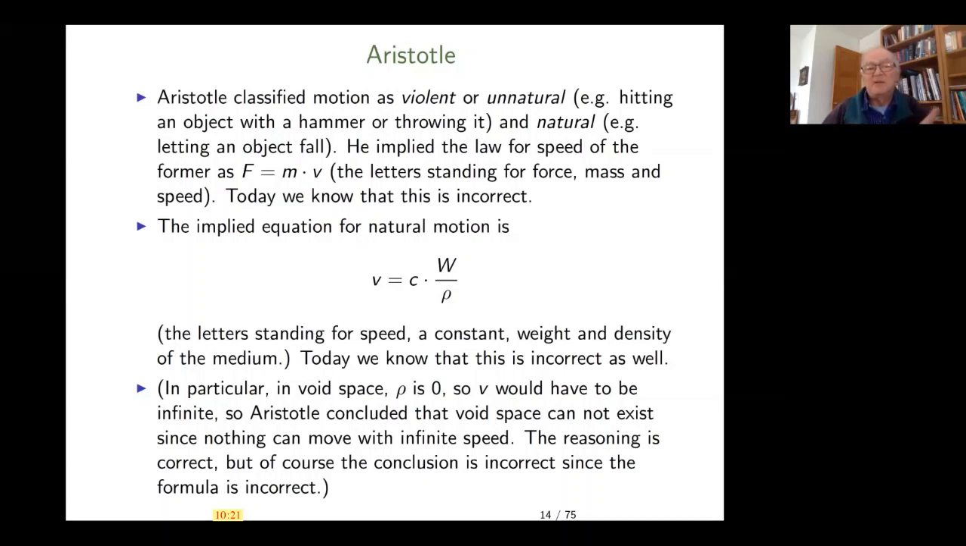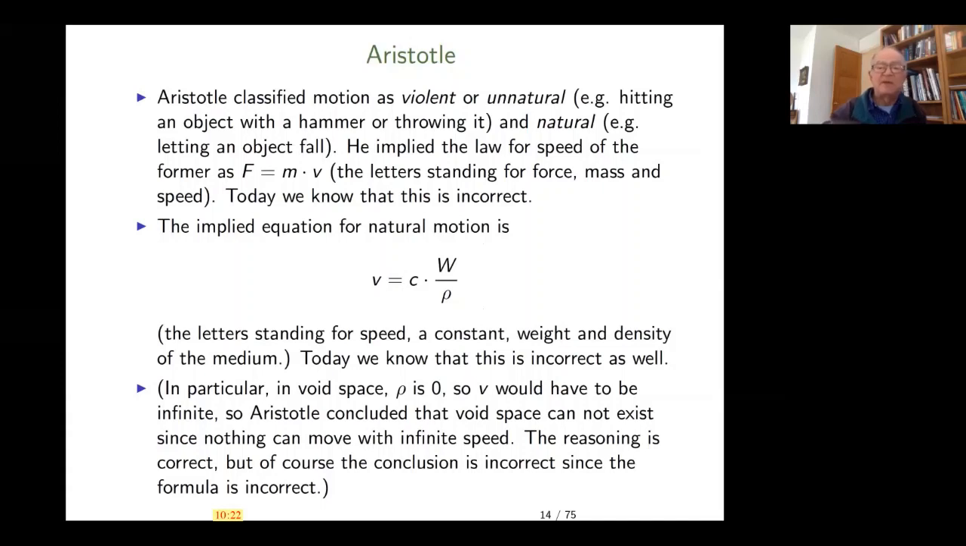For Aristotle's time, this is an amazing statement. It's incorrect; today we know it's incorrect, but it's amazing that he made this observation and stated a law. The fact that he stated a law of motion in itself is amazing. The implied equation for natural motion, for when things fall, is that velocity equals the weight divided by the density of the medium in which it is falling, air or water or some other liquid. We know that this is incorrect as well today, but again, it's an amazing fact that he stated this.